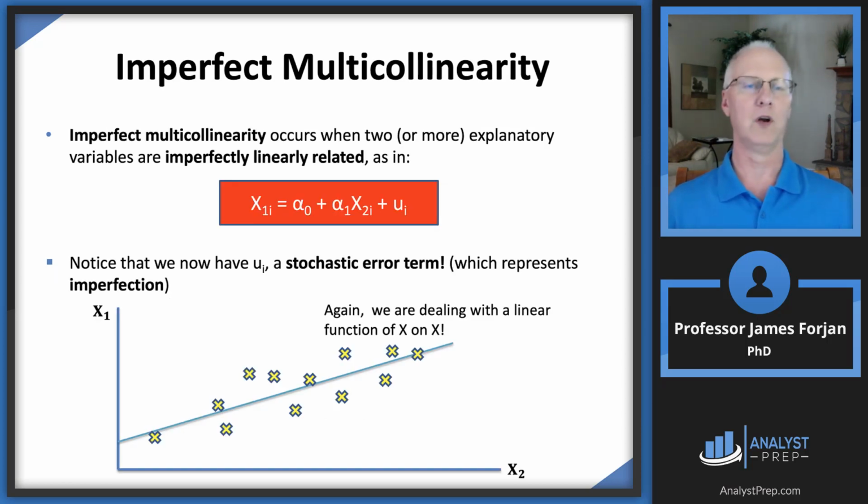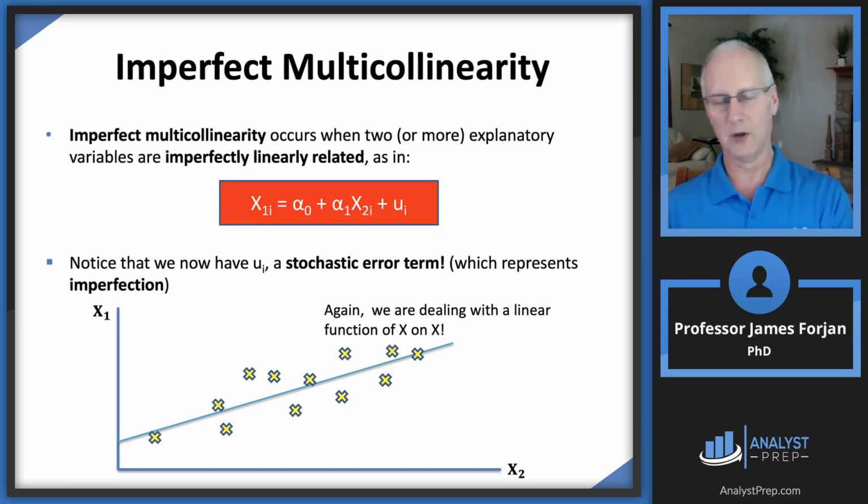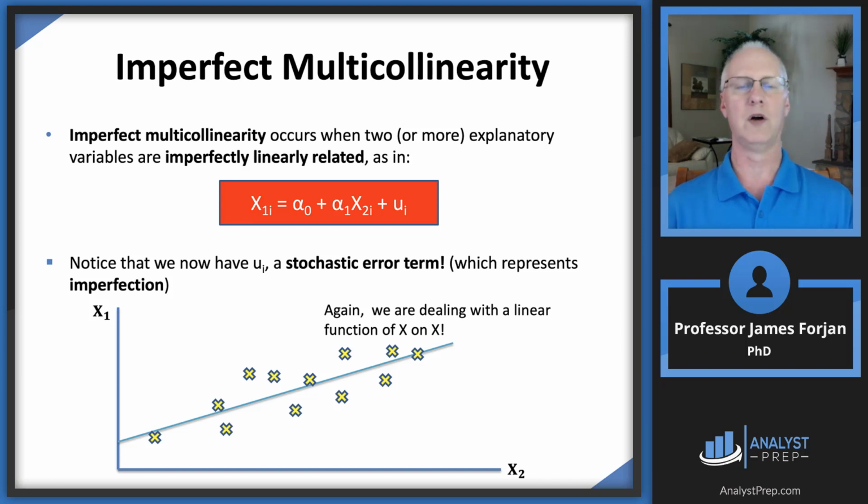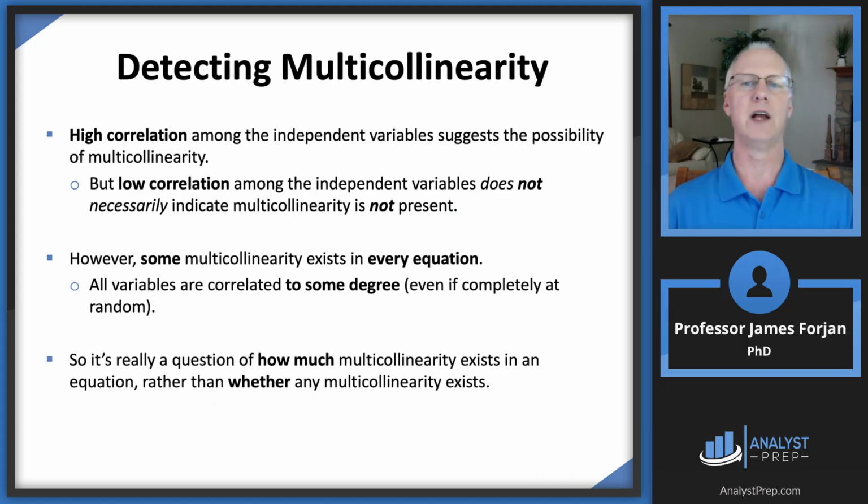Now, imperfect multicollinearity, I mean, this occurs pretty regularly. So when they're imperfectly linearly correlated, and look at that graph there at the bottom. Clearly x1 and x2 are related to each other. As x2 goes up, x1 goes up, and as x1 goes up, x2 goes up. And so there's going to be a linear function if you regress x1 on x2 or x2 on x1. And that's a violation of that assumption.